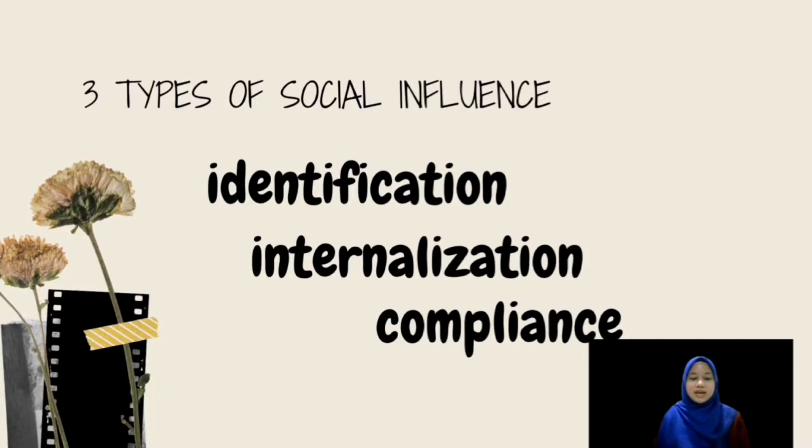Next are the three types of social influence. First, we have identification. Second, internalization. And third, compliance. What is identification? Identification, on the other hand, is accepting our external influence on a particular group or giving an individual opinion for a particular reason. It occurs when a person is influenced by someone who is respected and liked, for example, a famous celebrity.